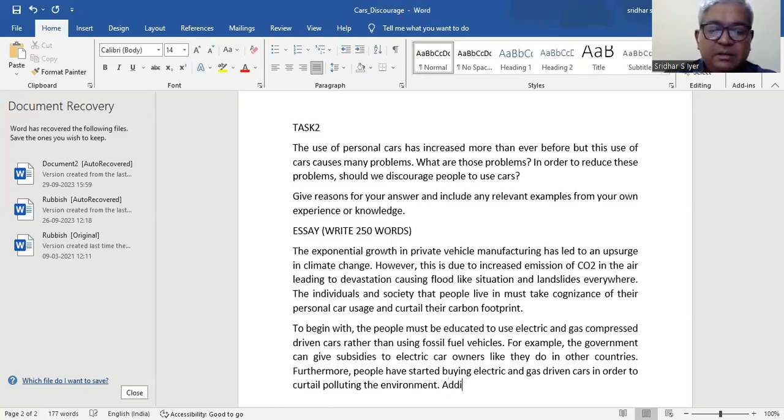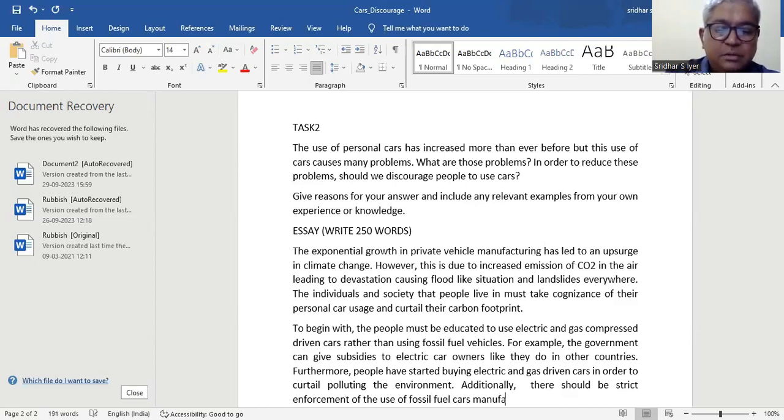Then what? Additionally, there should be a strict enforcement of the use of fossil fuel cars manufacturing. Okay, additionally, there should be a strict enforcement by every government, we can say that, or by every country.